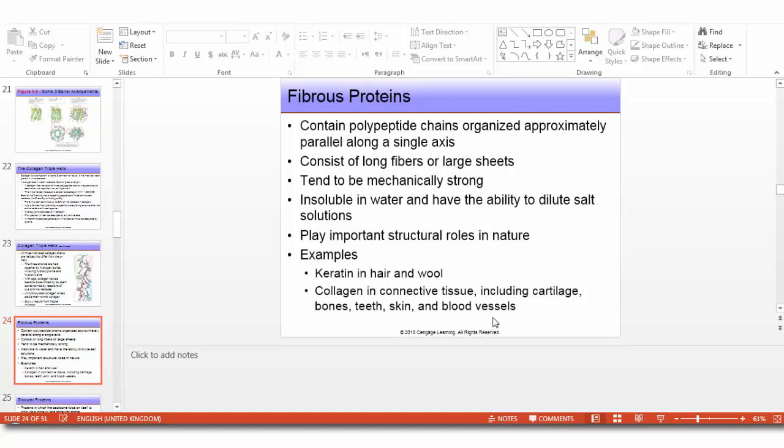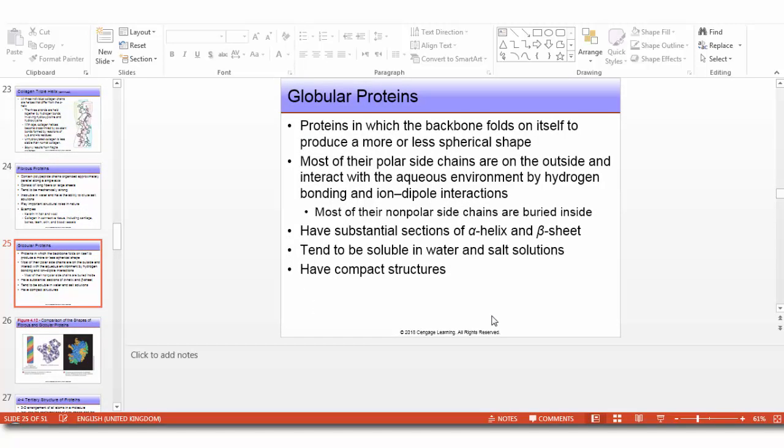The other type is called globular proteins, proteins in which the backbone folds on itself to produce a more or less spherical shape. Most of their polar side chains are on the outside and interact with the aqueous environment by hydrogen bonding and ion-dipole interactions. Most of their non-polar side chains are buried inside. They have substantial sections of alpha helix and beta sheet. They tend to be soluble in water and salt solutions. They have a compact structure.